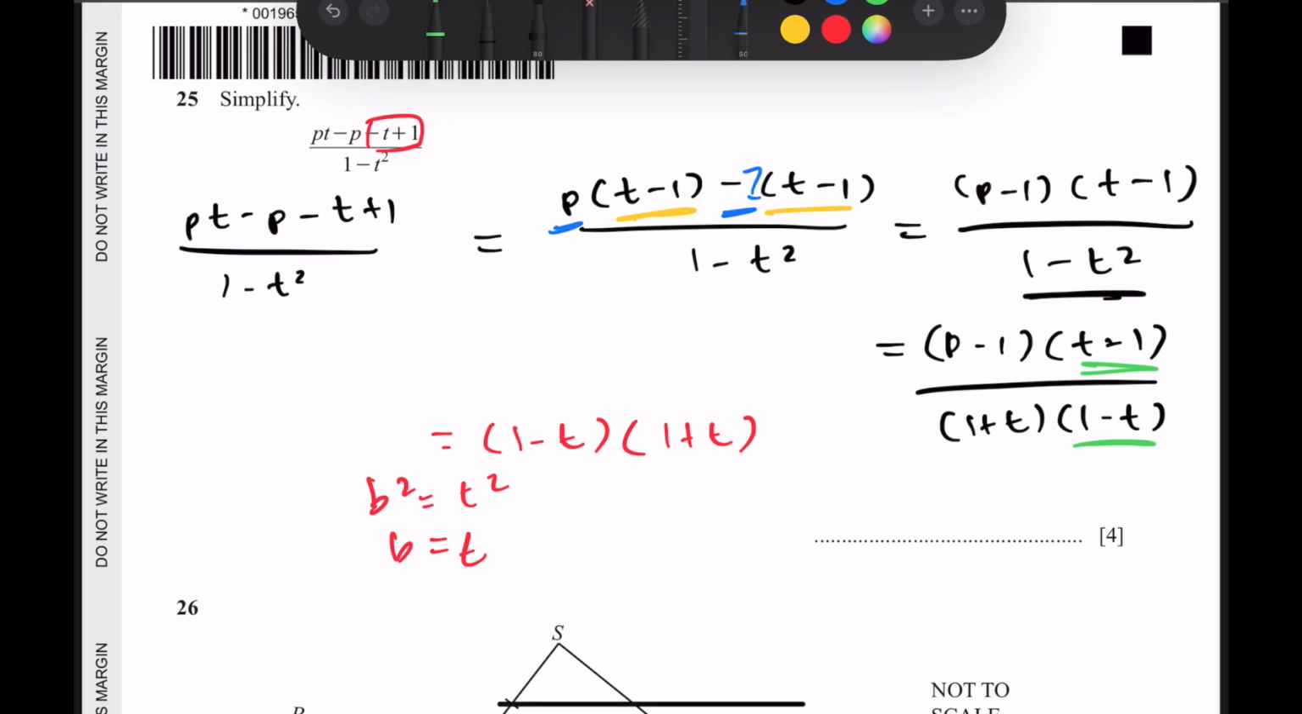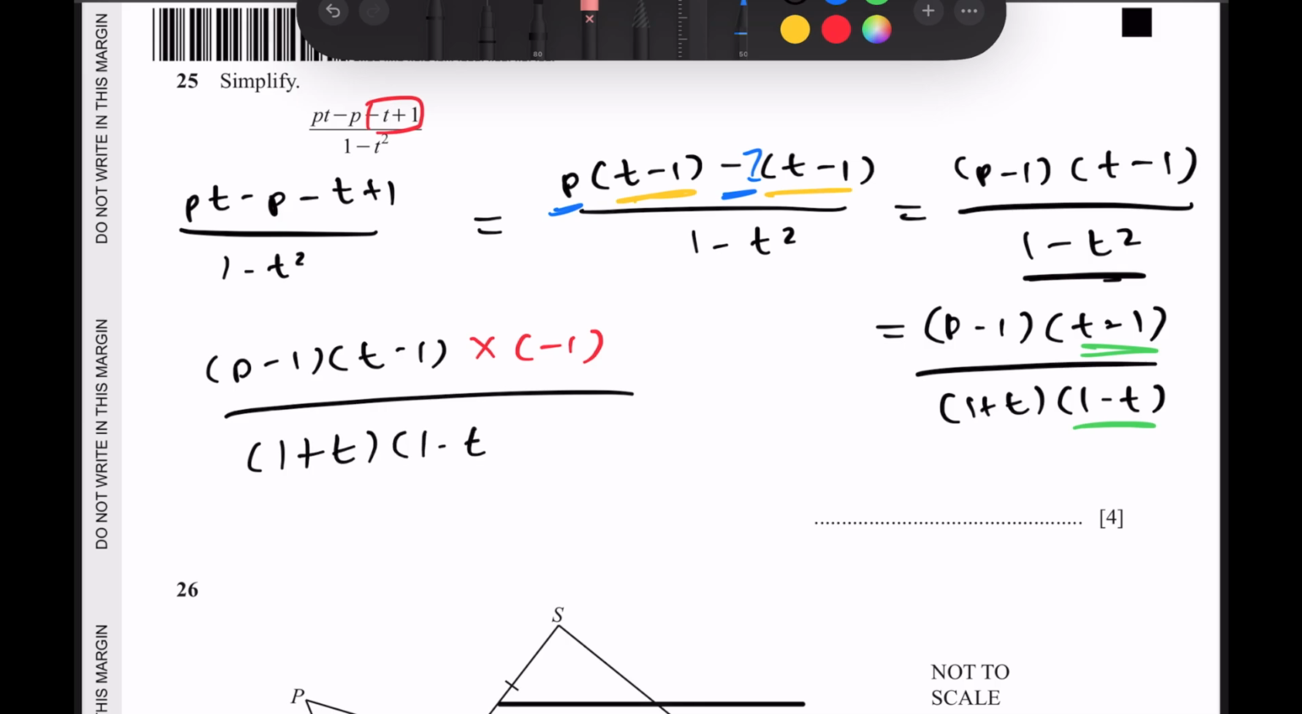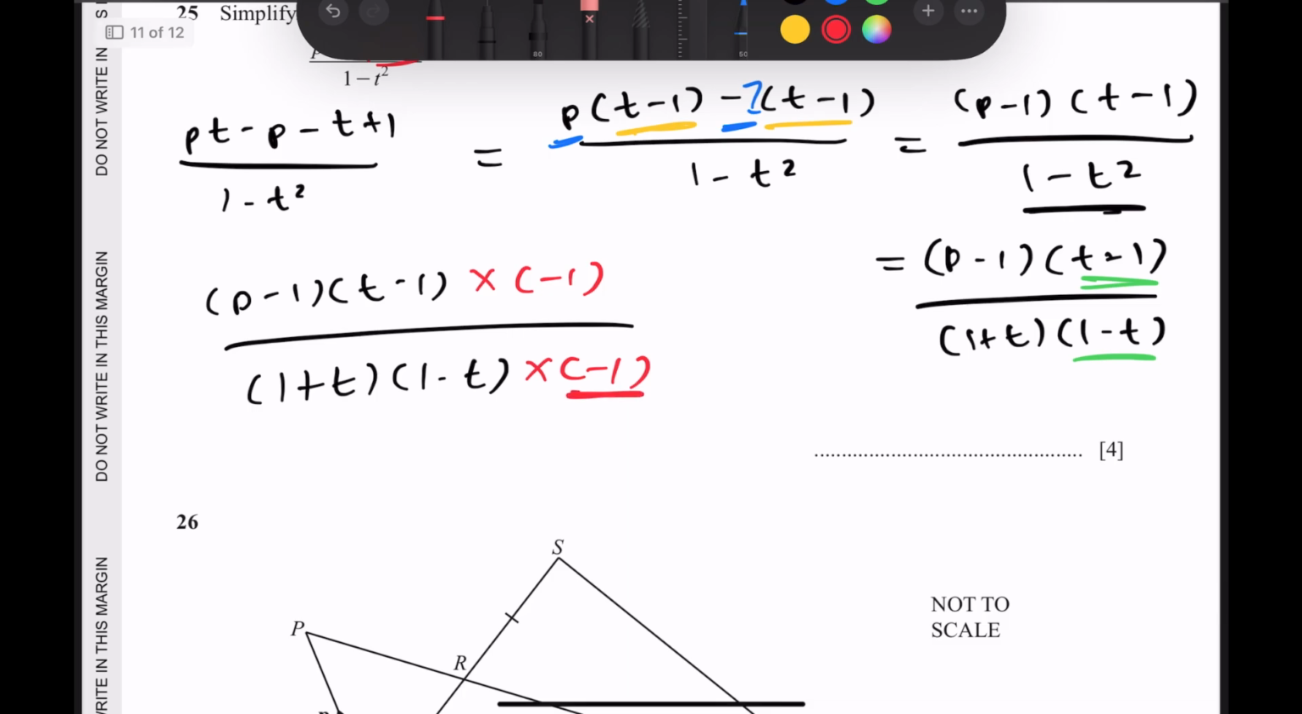So to correct this, let me first erase this and make these terms the same. We can multiply negative 1 on both sides. So if we do p minus 1 by t minus 1 times negative 1, and for the right side we can do 1 plus t, 1 minus t times negative 1. Since the negative 1 acts on the 1 minus t, we can take any one of these two sides. You can either make it act on t minus 1 or on 1 minus t, but not on both.